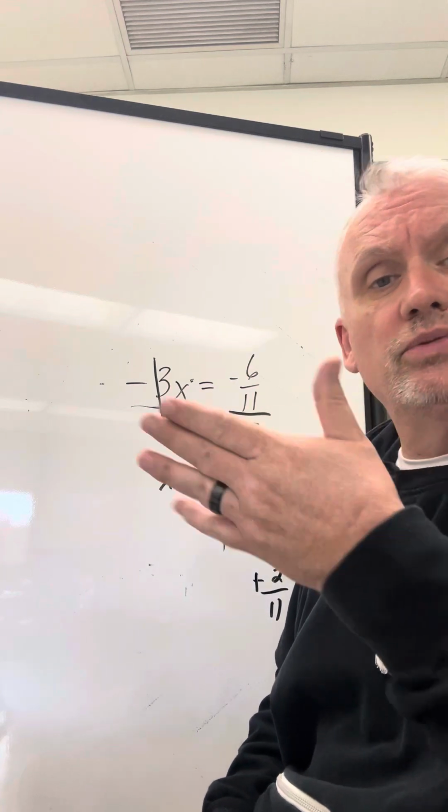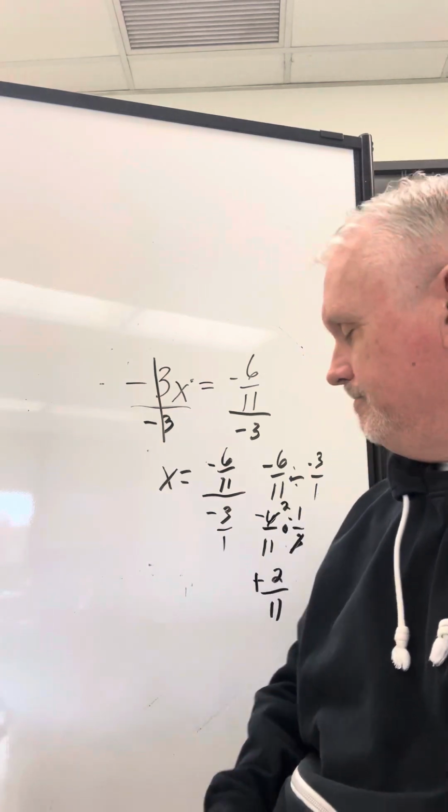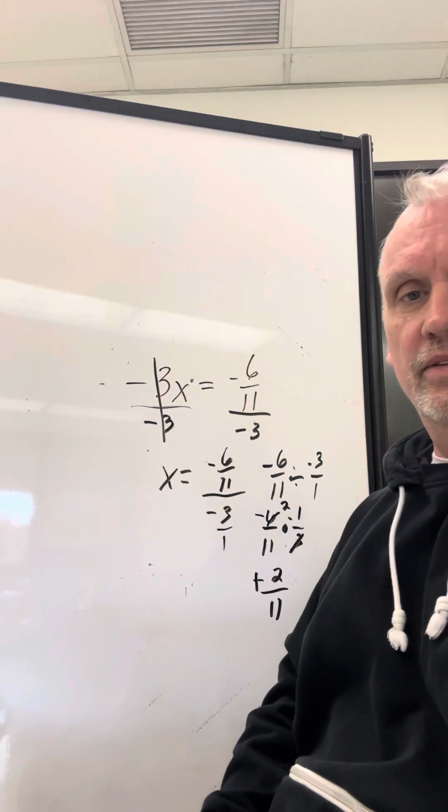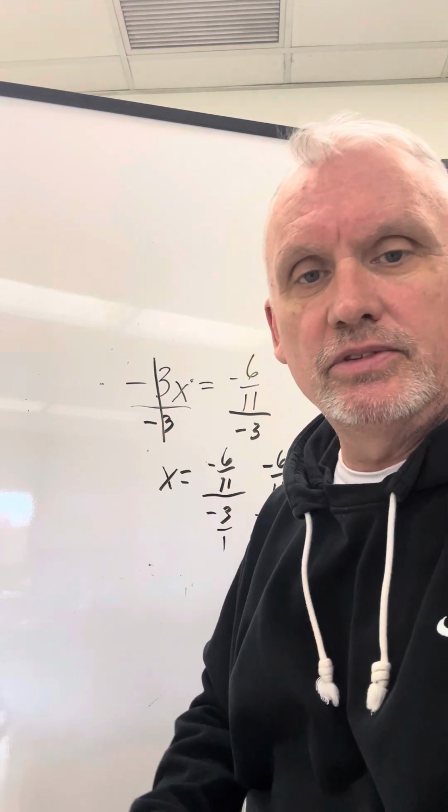The same thing applies with multiplication and division. A negative over a negative is a positive, okay? Answer, 2/11. It should give you a lot of examples, so hopefully that helps.